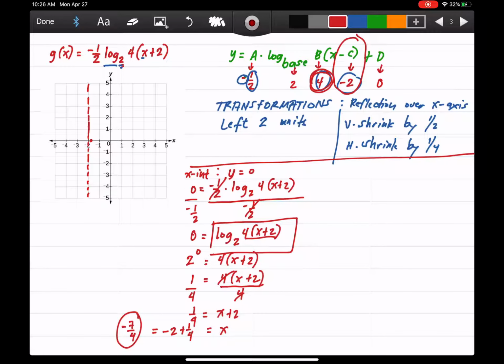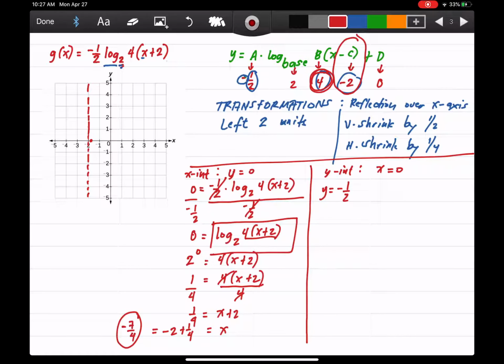Okay, we know that there will be a y-intercept, right? So let's just find that y-intercept over there. To find the y-intercept, we know that we let x be equal to 0. So for the y-intercept, you just have to set x equal to 0 and you're good to go.